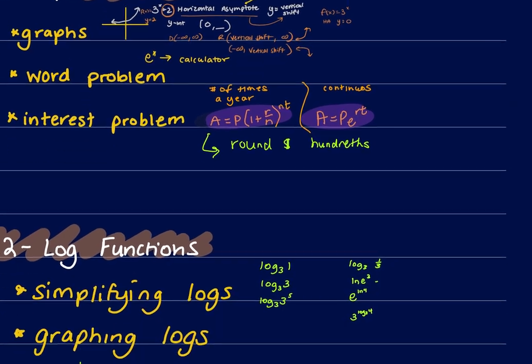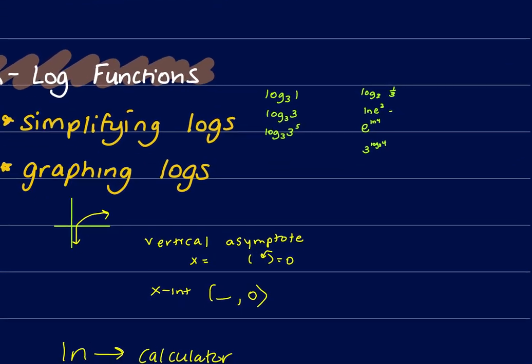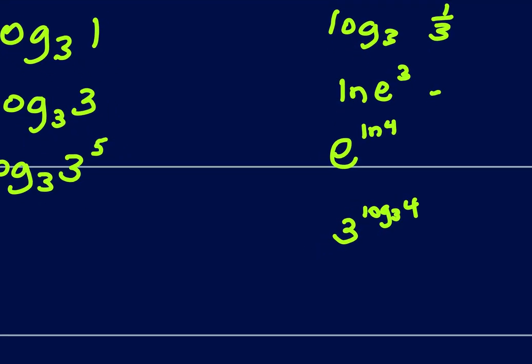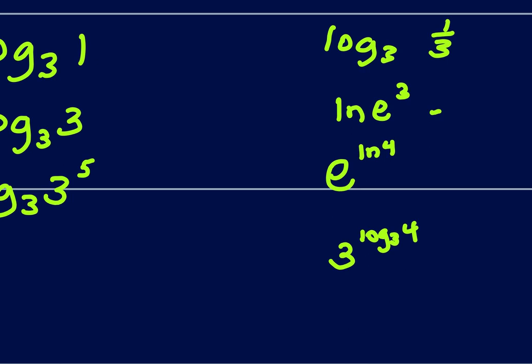All right, then 3.2 was your log functions. Again, we had stuff that was mental math that did not require a calculator, and graphs that did not require a calculator. But you could also get ln graphs in which you would need your calculator. So simplifying logs without the calculator looks like stuff like this. This is like your quick mental math.